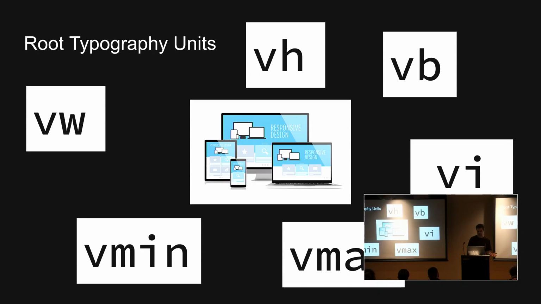So viewport units, we've got VH, which is the height of the screen. We've got VW, which is the width. So one unit is 1% of that dimension. So 100 VH is the whole height of the viewport, and 100 VW is the whole width. And then we've got VB and VI.